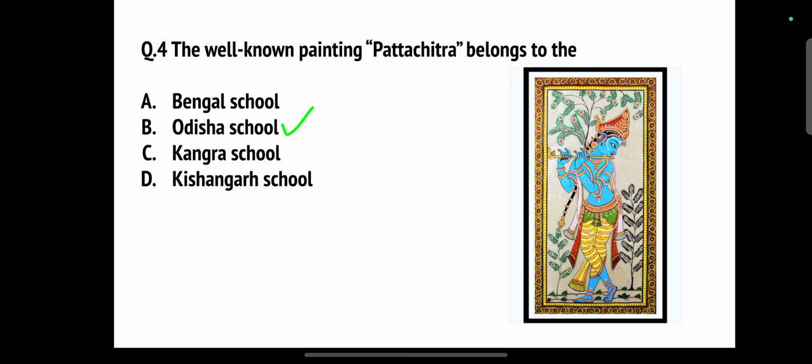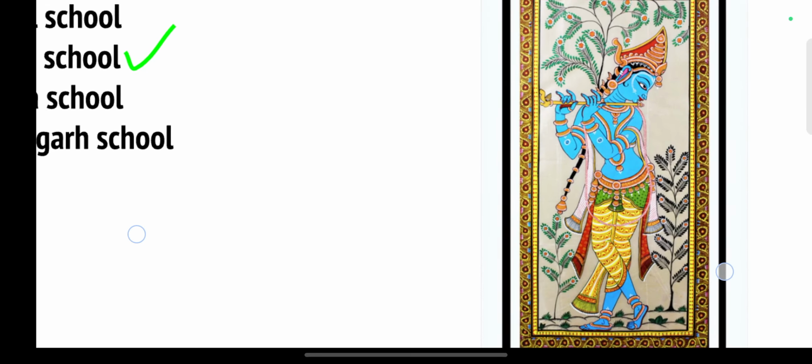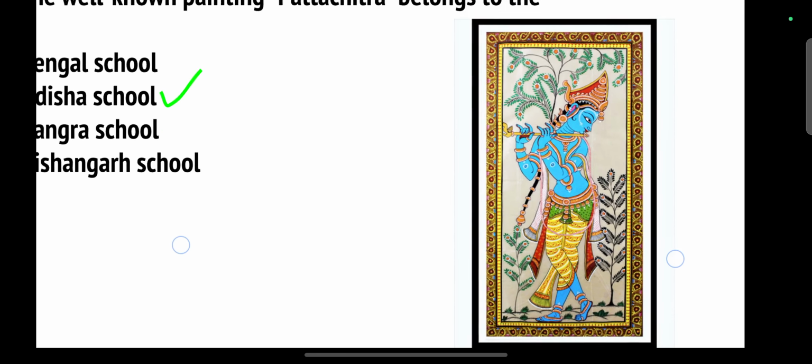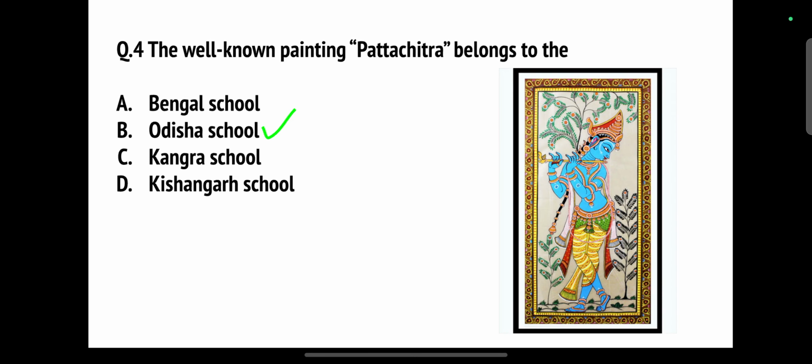Pattachitra is a traditional painting style from Odisha. It often depicts scenes from Hindu mythology. You can look at this picture. This is a Pattachitra, exquisite paintings belonging to Odisha School. And the Bani Thani paintings that UPSC has asked belong to the Kishangarh School.